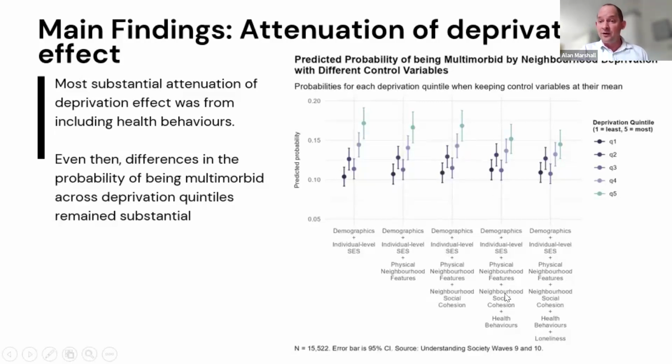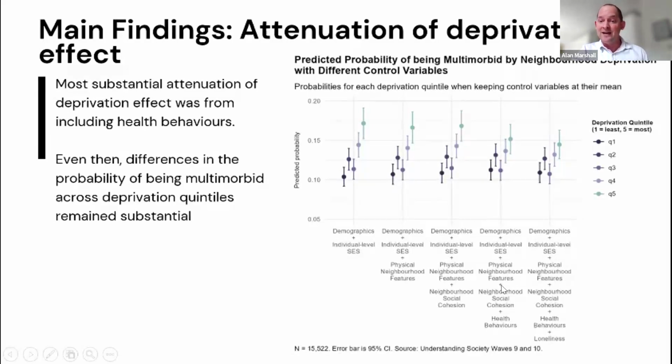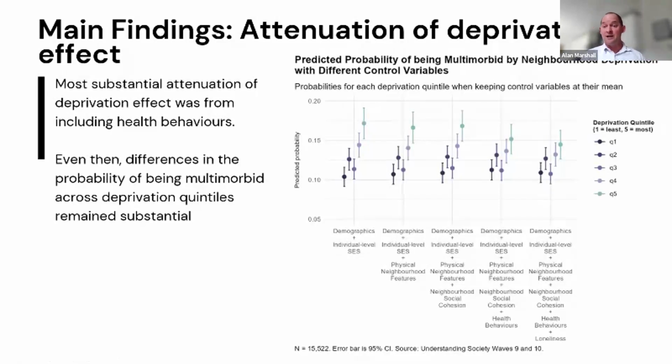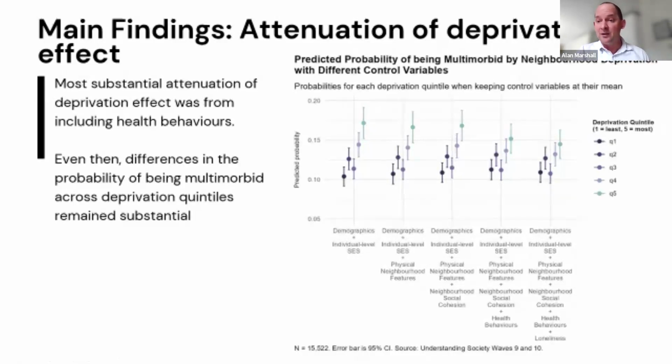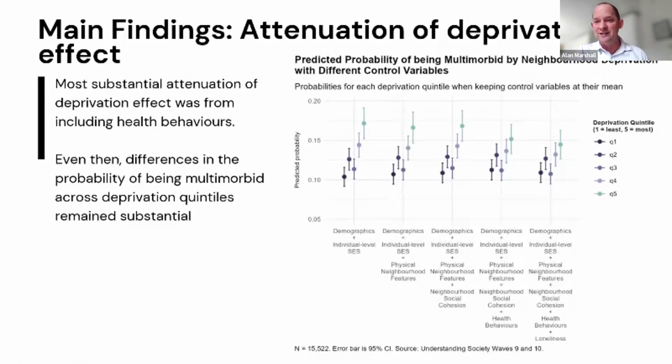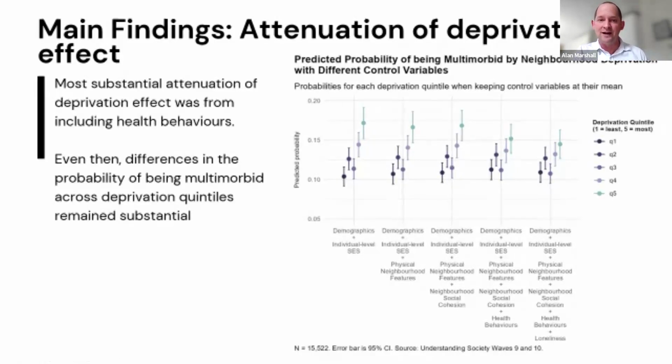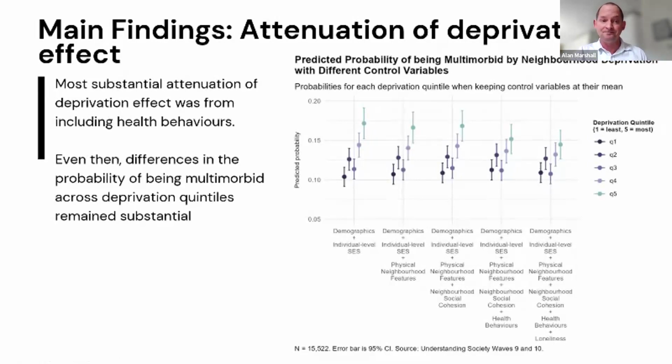In the fourth model, you can see that this gradient is reduced. And here we are adding in health behaviours. So health behaviours is reducing the gradient of risk in multimorbidity according to neighbourhood deprivation. And then in the final model, we've added loneliness, and there isn't really any further attenuation in that social gradient in multimorbidity risk.